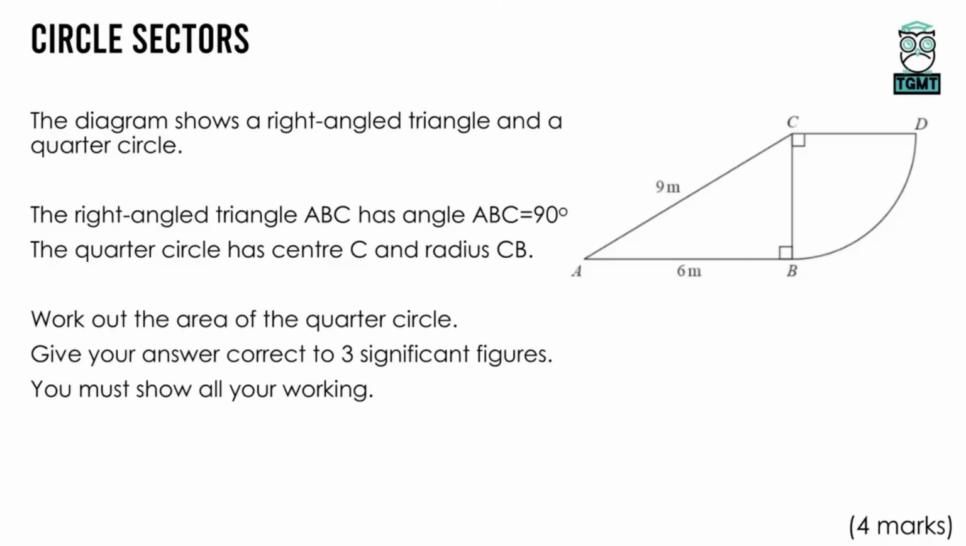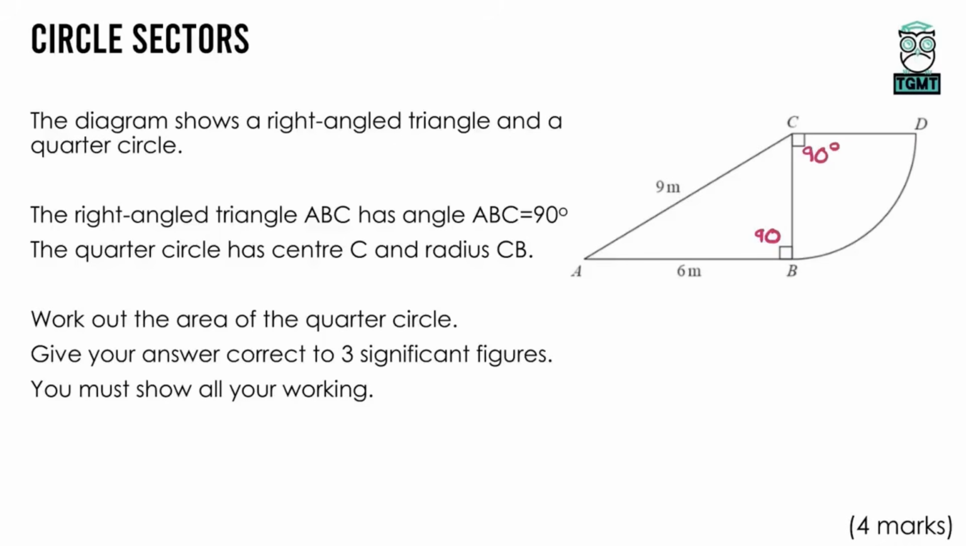Now we've got a slightly harder problem here, as we have a right-angled triangle connected to a circle sector. It's a relatively nice circle sector because you can see we do have a right angle here, which I'll label, which means it's 1/4 of a circle. It says the right-angled triangle ABC has an angle of 90, which we can see there, 90 here as well. And the quarter circle has centre C and radius CB. Work out the area of the quarter circle and give your answer to 3 significant figures.